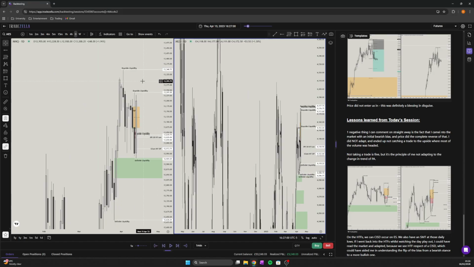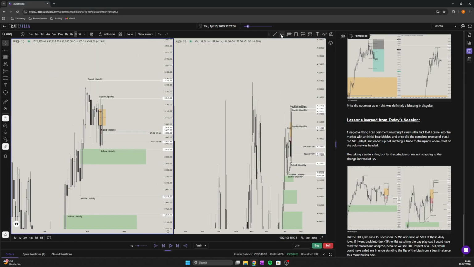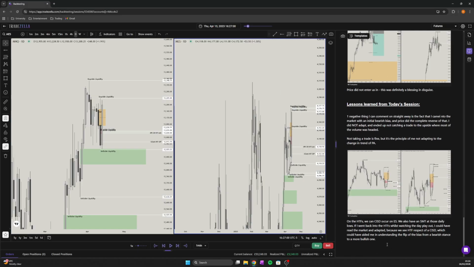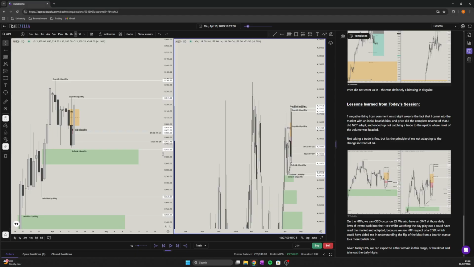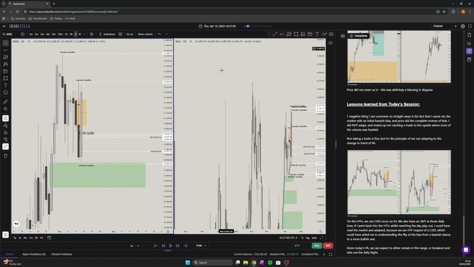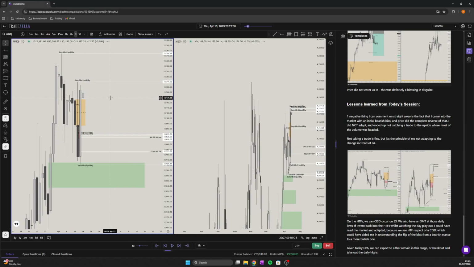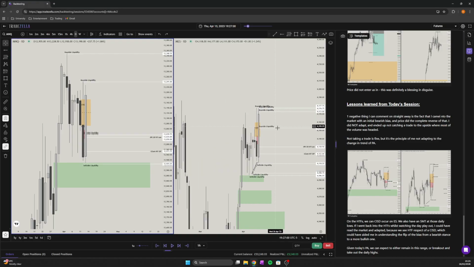So given this, given today's P, we can expect to either remain in this range or break out and take out the daily highs. Okay, simple as. Let's actually just skip the hourly ones. I want to see if price actually closes above here. Okay, it does not. Okay, see, price actually does not.